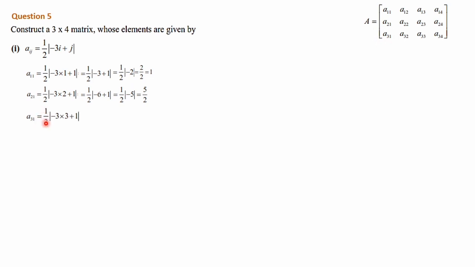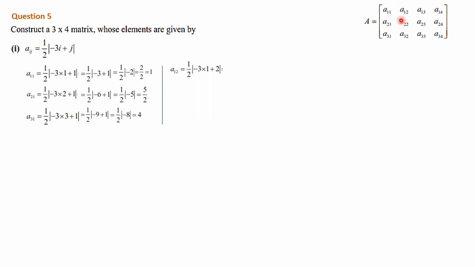Next is the A31 element we can calculate. A31 is equal to 1 by 2 into modulus of minus 3 into 3 plus 1. i is 3, j is 1, just substituted. Then minus 3 into 3 is minus 9, minus 9 plus 1. Modulus of minus 9 plus 1 by 2. Minus 9 plus 1 is minus 8, modulus of minus 8 by 2. Modulus of minus 8 means without sign it will come out plus 8. 8 by 2 is 4.